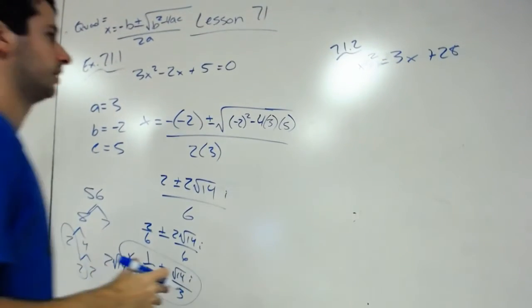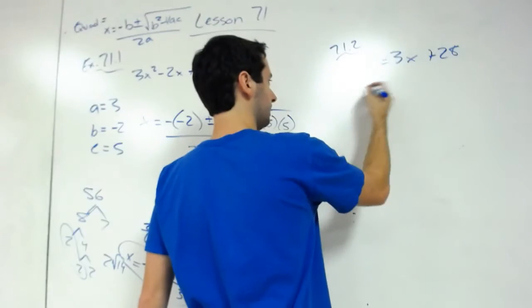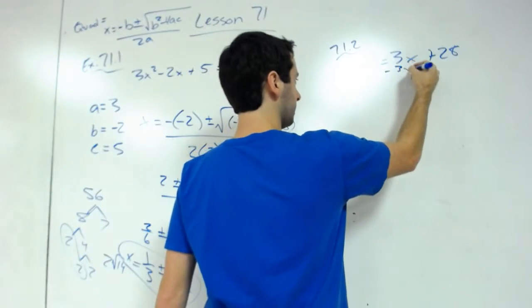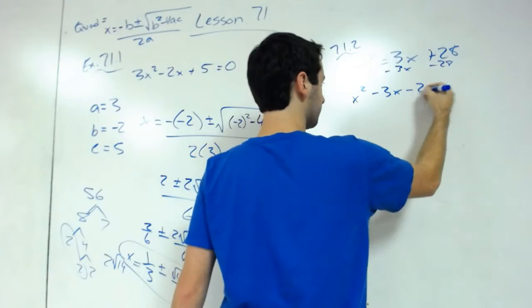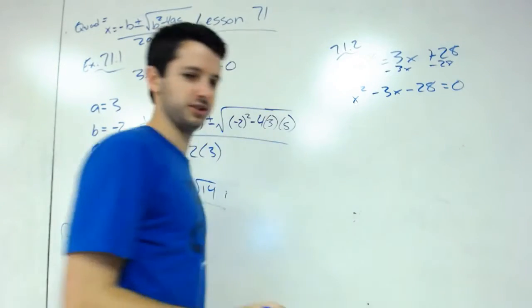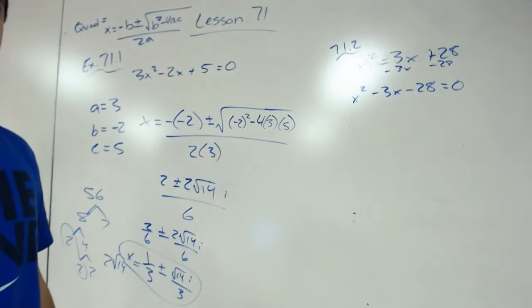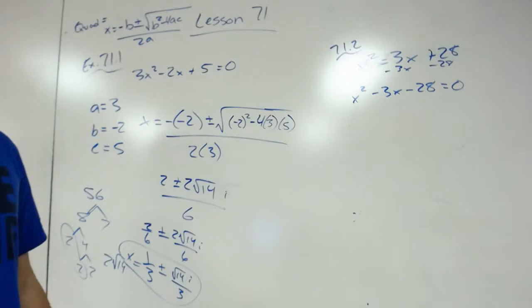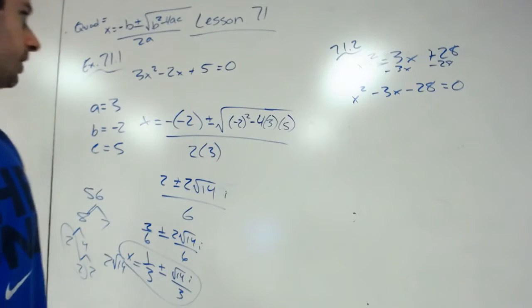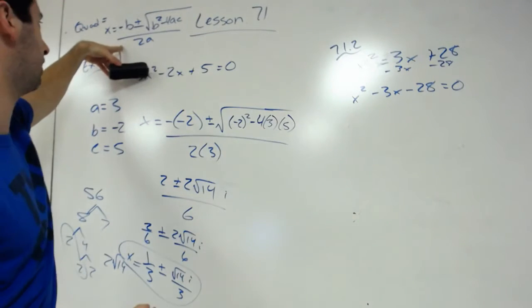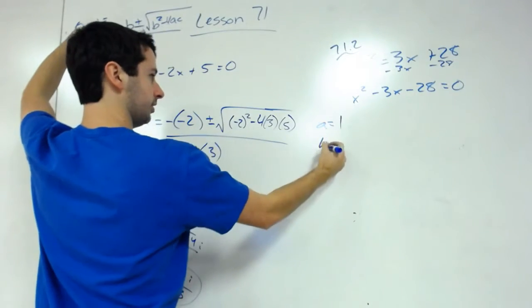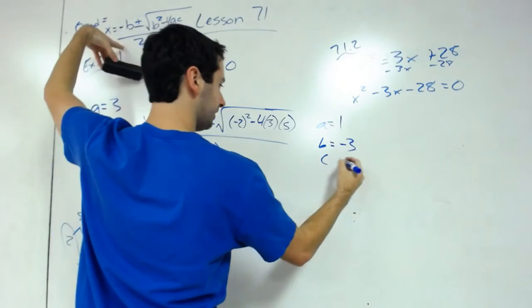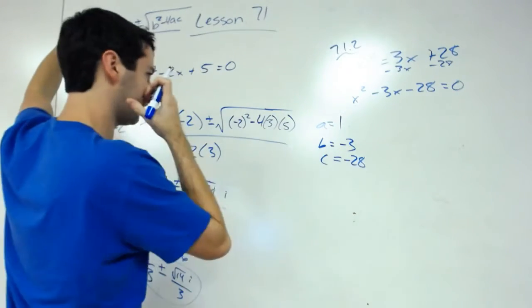Okay, anyways. What we have to do first is get it in descending order. So we're going to subtract 3x and subtract 28 to get x squared minus 3x minus 28 equals 0. And then we have it in that form. From there we use our quadratic equation. Our a is just 1, b is -3, and c is -28. Plug it in.